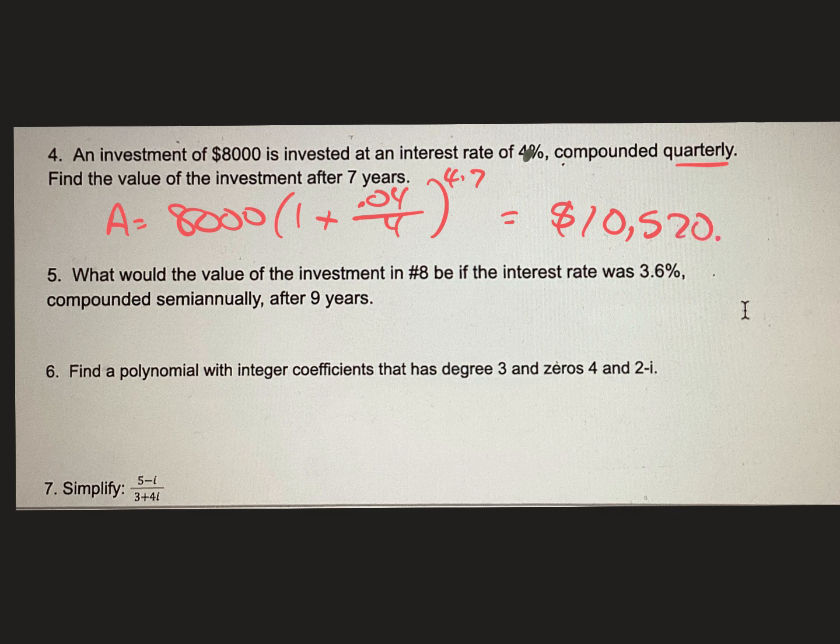$10,570 and 33 cents. Number 5. Well, would that be the value of the investment? Should we say number 4? If the interest rate was 3.6%, compounded semi-annually. So the same problem, except changing a couple of things here.